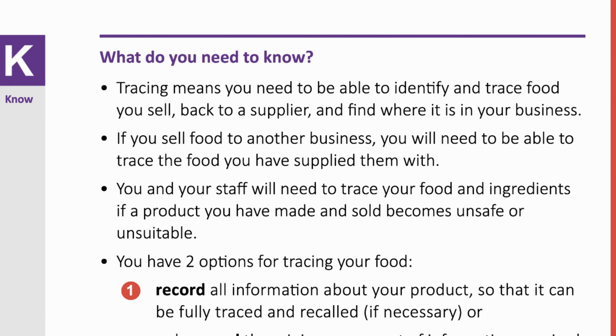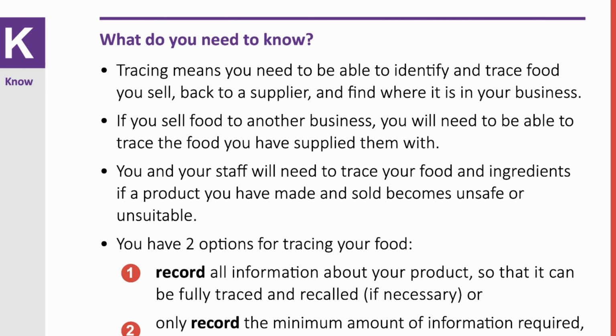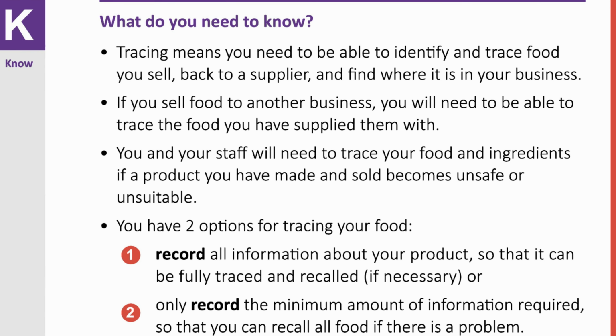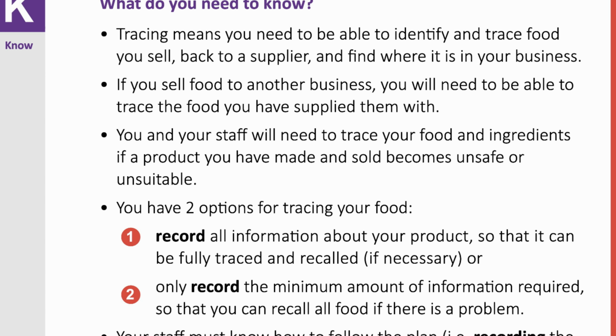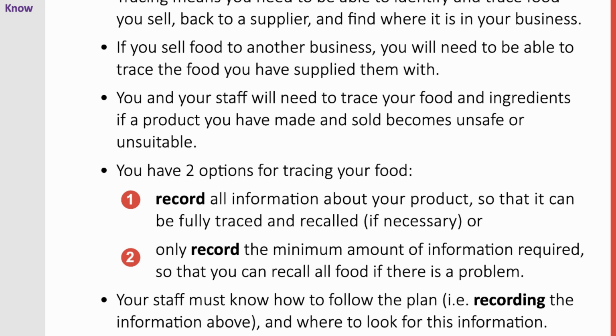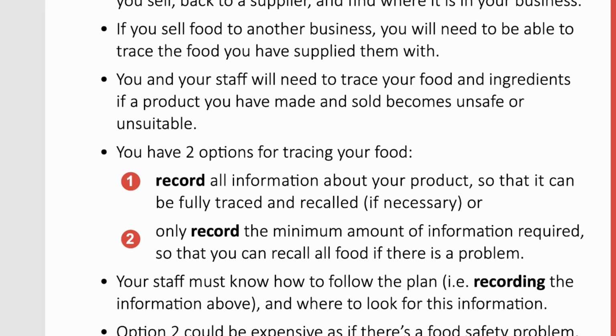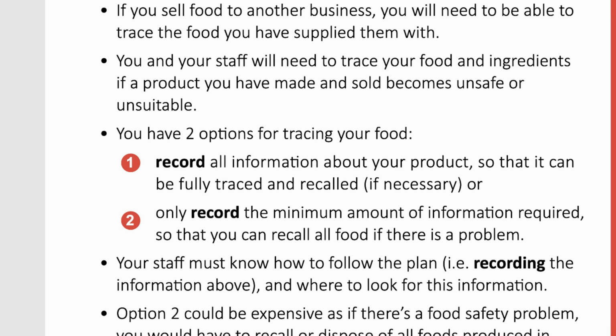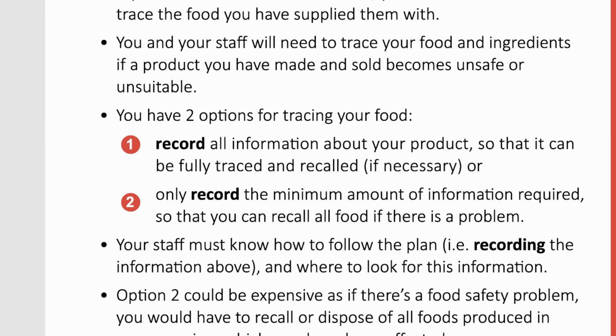You have two options for tracing your food. 1. Record all information about your product, so that it can be fully traced and recalled if necessary, or 2. Only record the minimum amount of information required, so that you can recall all food if there is a problem.